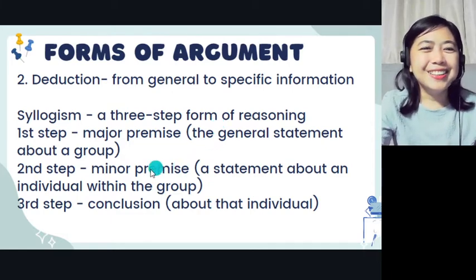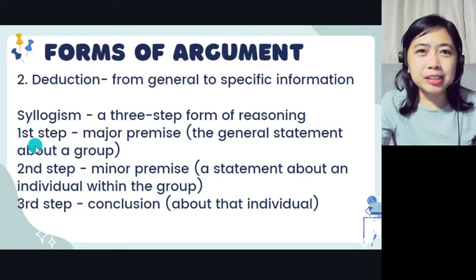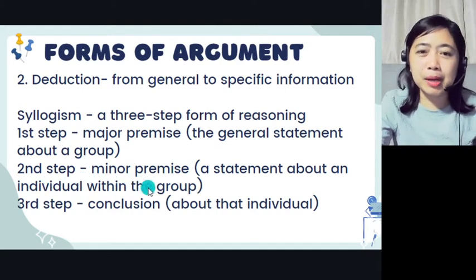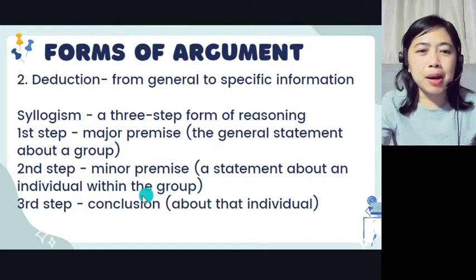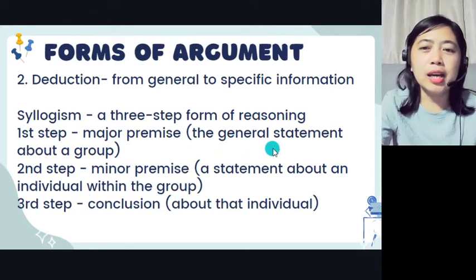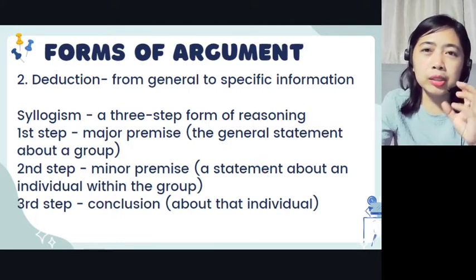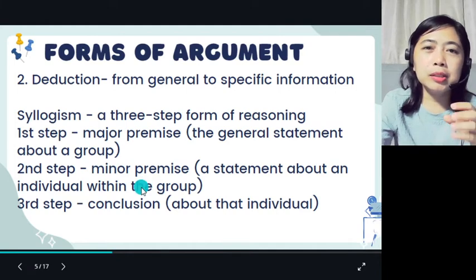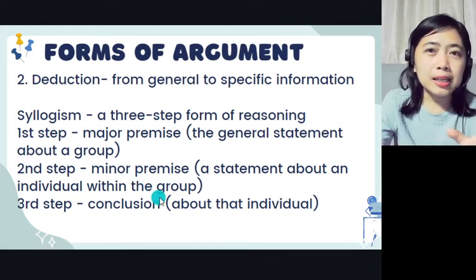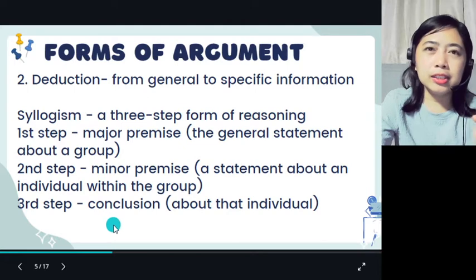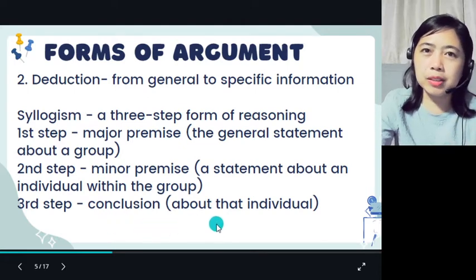Mauna na. Okay. So, we have the first step, the major premise. Okay. The general statement about a group. Okay. Second step, the minor one. Okay. A statement about an individual within the group. Okay, so again sa major kay ang general statement lang about mismo sa grupo. Yeah, you go into the deeper detail dayon in which you will be talking about the individual na sa kana nga grupo. Okay. And the third step, okay, you do mention your conclusion about that particular individual or that certain person.